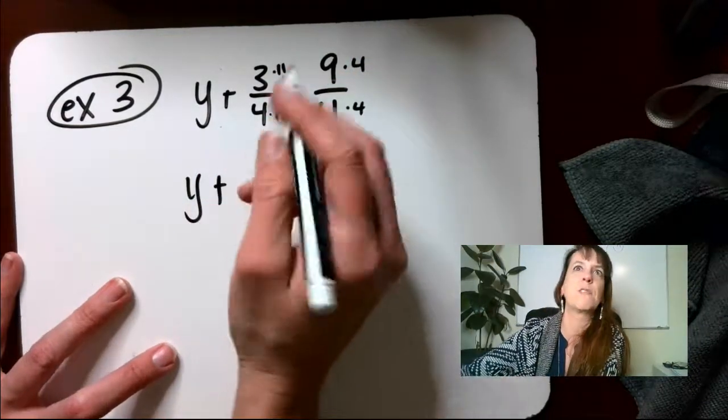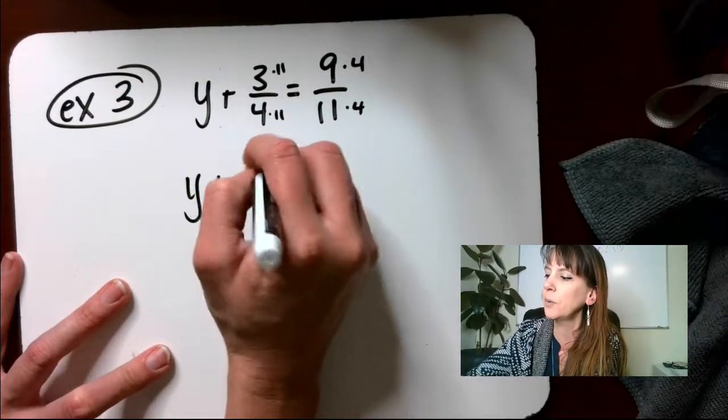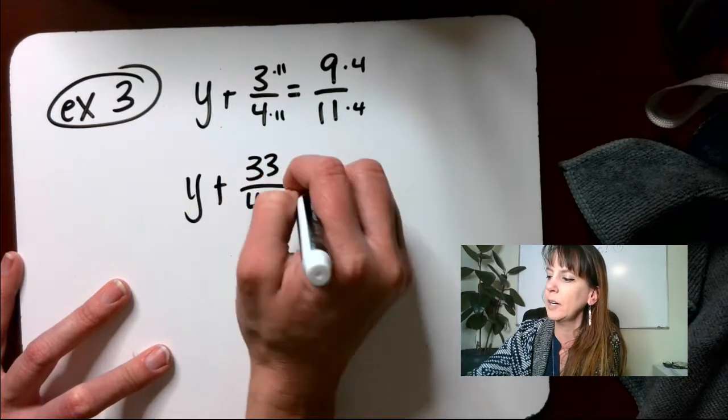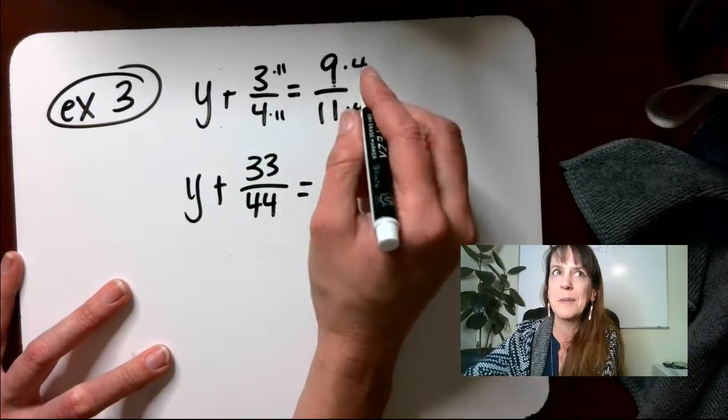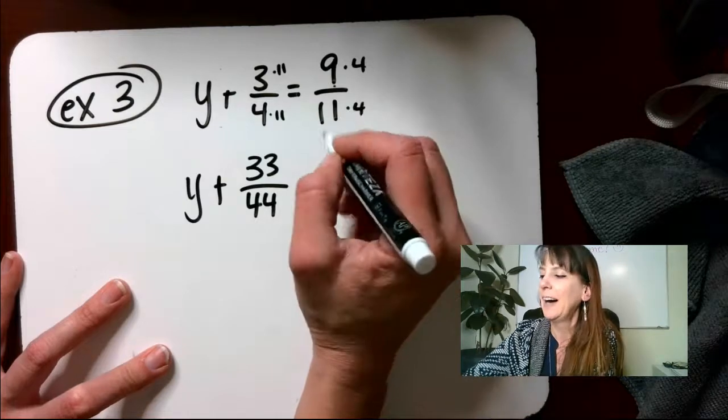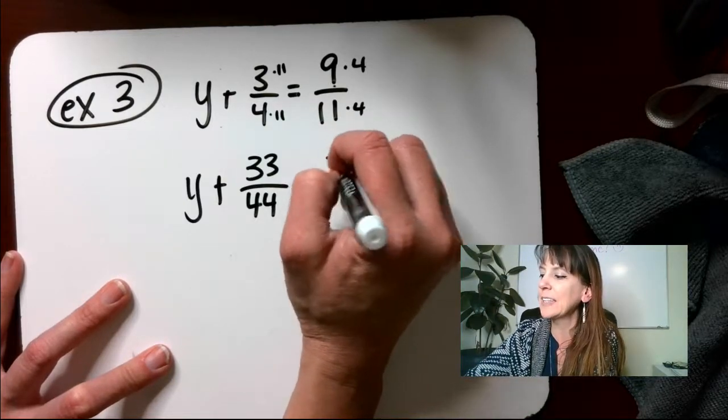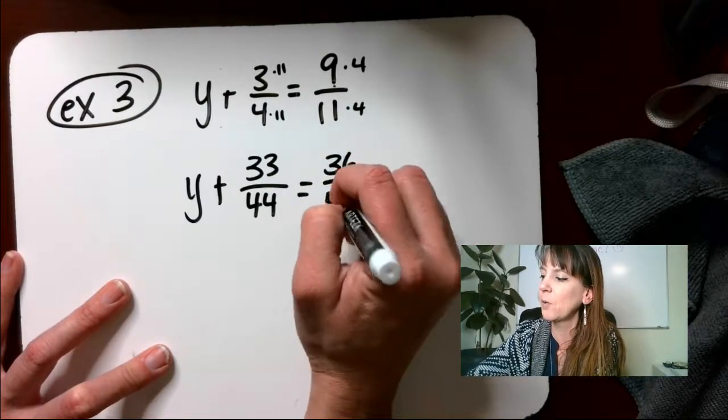I just have a few more minutes and I'll be done. 33 over 44 equals 9 times 4. Thank you. That is 36 over 44.